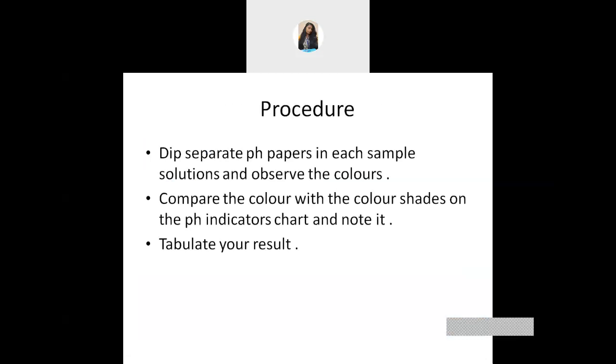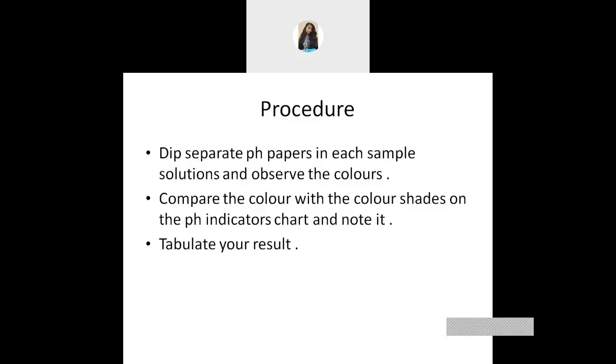This one is our procedure. The procedure for our experiment is, as I have already told you, that you have to dip the separate pH paper in separate solutions and observe the colors. Then you have to compare the color you found on the pH paper with the color shade of the pH indicator chart, and note it. Third point, you have to tabulate your result.